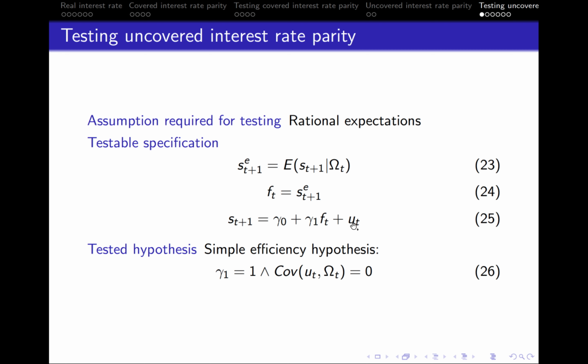But this is not enough. Look, we actually need to test two hypotheses here. And jointly testing those hypotheses is called the simple efficiency hypothesis of markets. Basically it works like this. We want gamma 1 to be exactly equal to 1, and the covariance between the error term that we've got over here and the information set should be 0. If this condition is met, we see no bias in errors, which means that our agents are not repeating the same mistakes.